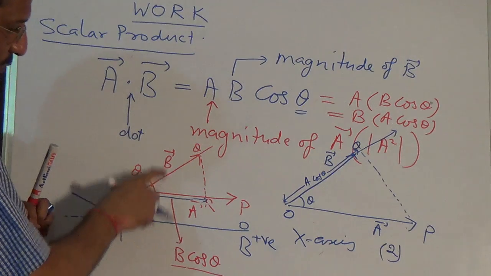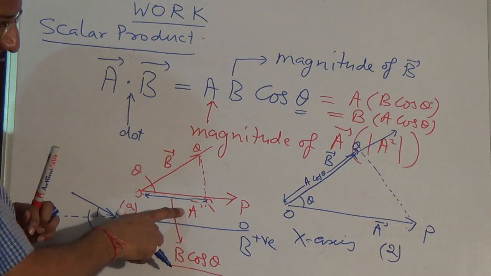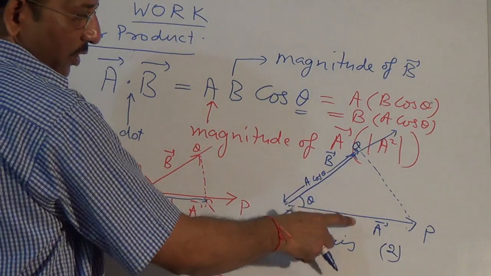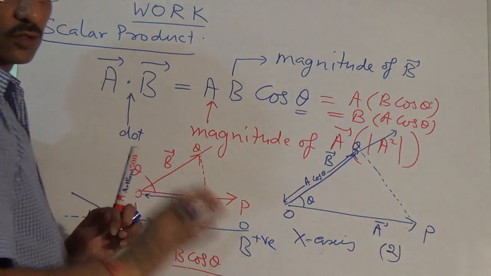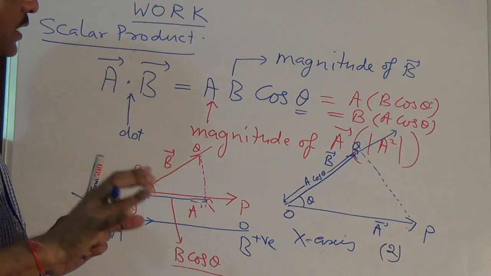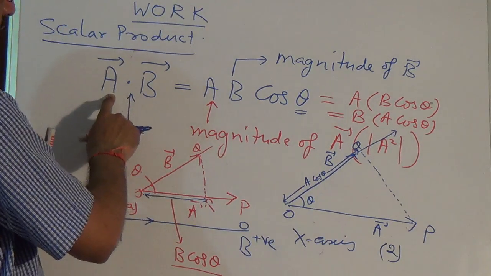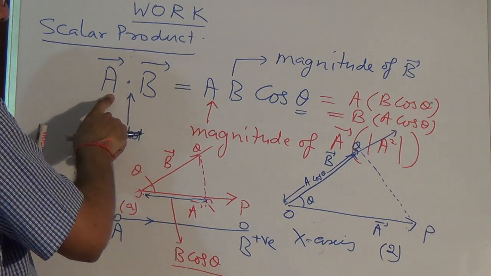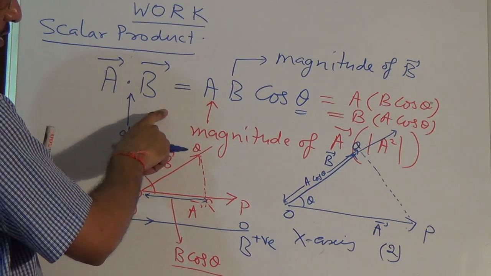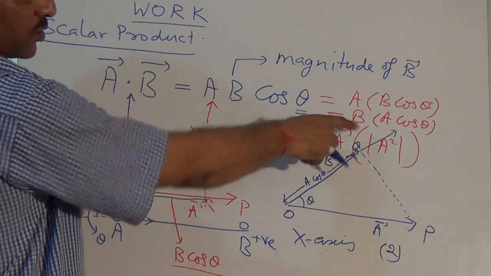B cos theta is the projection of vector B along the A direction. A cos theta is the projection of vector A along the B direction. So these are two major important points to explain this scalar product between two vectors. And as a result, what we are getting is just a magnitude.